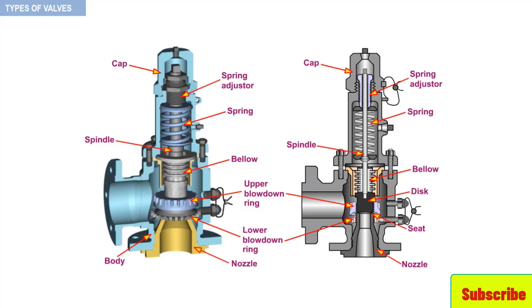Starting our way from up to down, you can see that a typical safety valve comprises a cap, a spring adjuster, a spring, a spindle, a bellow, a disc, a seat, a nozzle, and a body. You can see also the presence of an upper blowdown ring and a lower blowdown ring, which we'll cover in details further ahead.